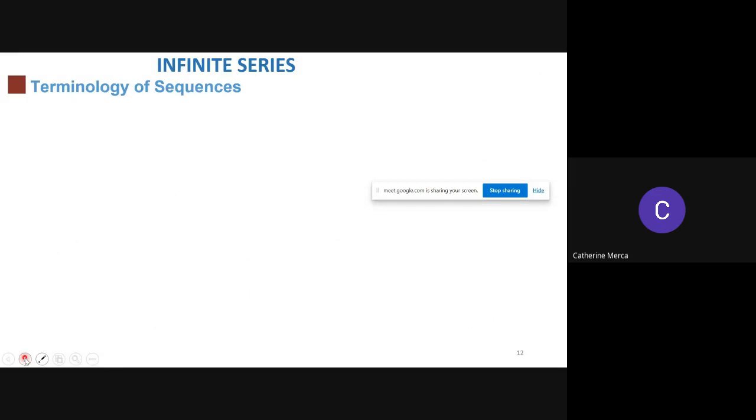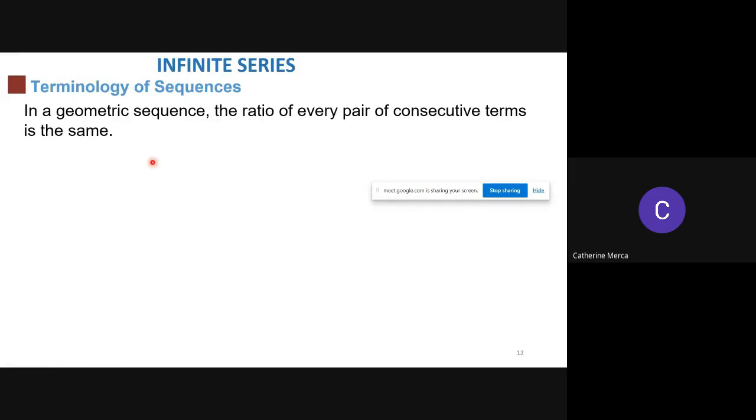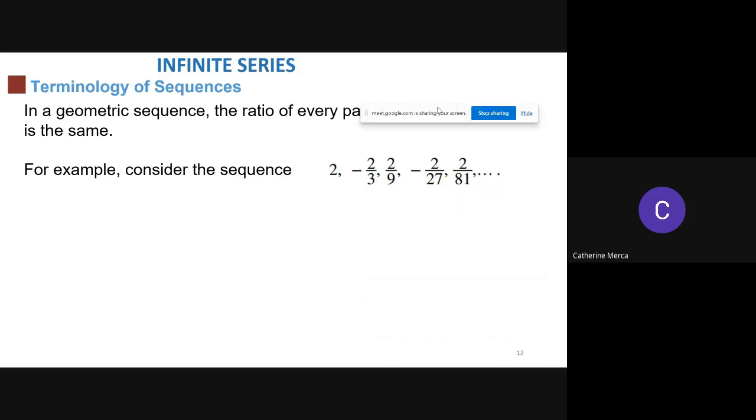Okay, let's go to the next one. The other one is what you call your geometric sequence. So for example, if you consider this, okay, medyo tricky, na? So if you take a look at this, di ba pag geometric sequence, meron kayong ratio, that's that when you multiply to the common ratio, you'll be able to get the next number.